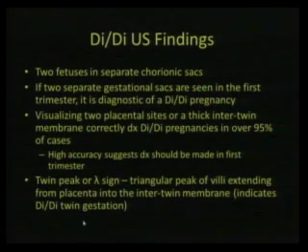There's something called the twin peak or the lambda sign. Basically, that's a triangular peak of villi extending from the placenta into the inter-twin membrane, and it's also indicative of a di-di twin gestation.